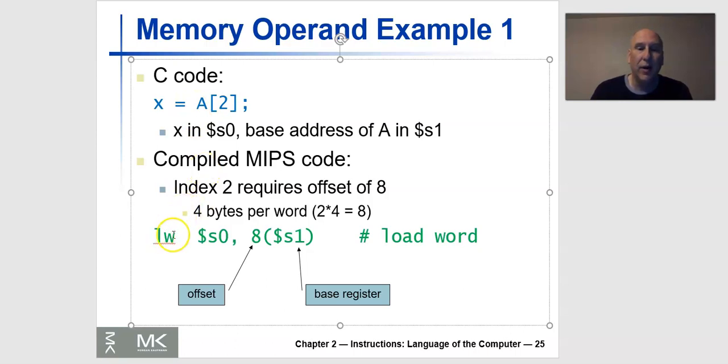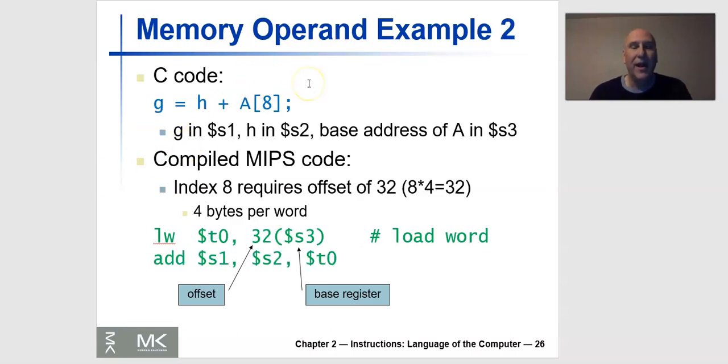We just say load word, S0, that's x's register, so that's your destination. And then to get A bracket 2, S1 is where the array begins, so you put that in parentheses, and the index in C is 2, so you multiply 2 by 4, and that gives you 8, and that's why an 8 is in front here. So there is your load word instruction. That is the same as this C instruction.